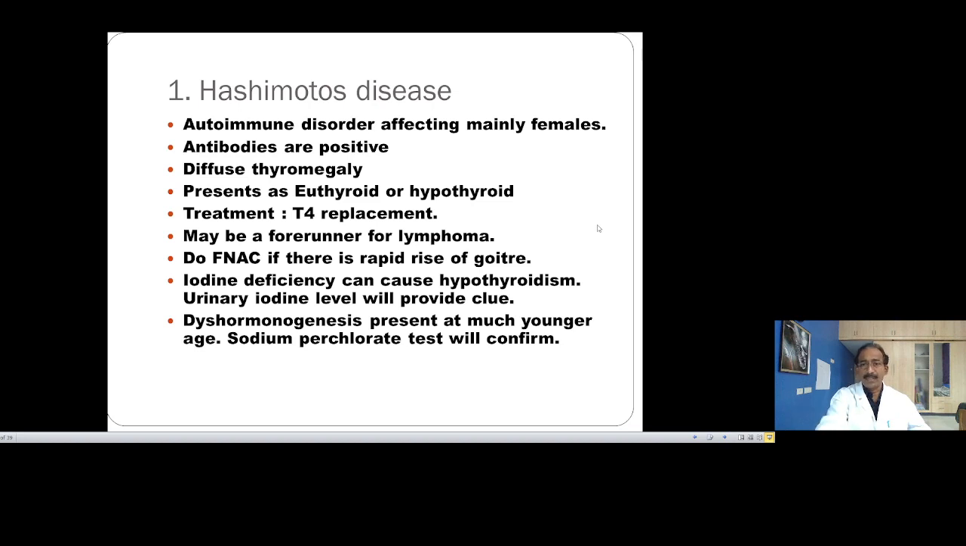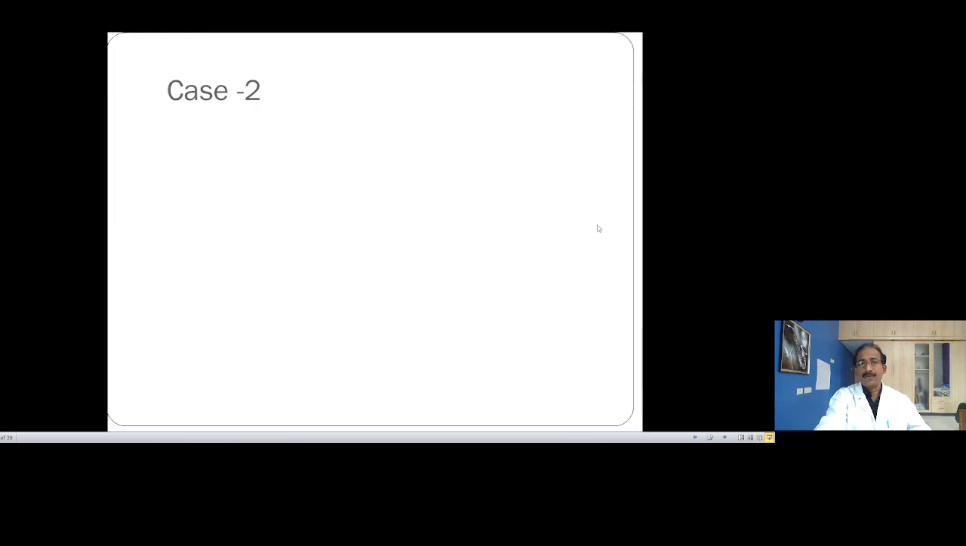This is dyshormonogenesis at a much younger age with a very huge goiter, with chemical hypothyroidism, which you have to diagnose. Now that's a simple case.